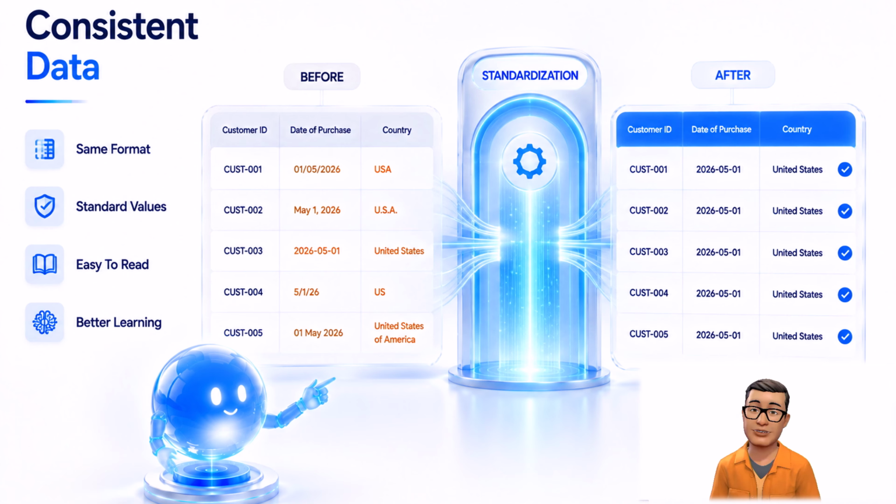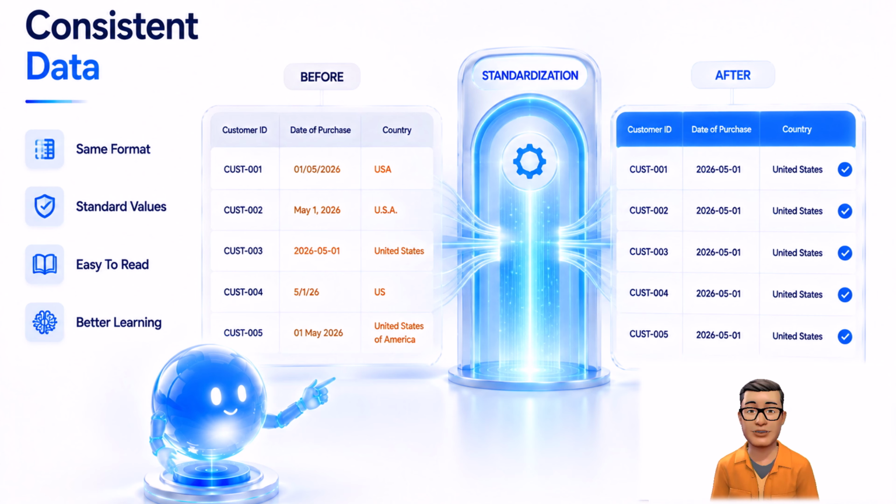Imagine asking 5 people to write today's date. Some might write it as 1/5/2026. Others might write May 1st, 2026. Both mean the same thing, but to a computer, they look different.